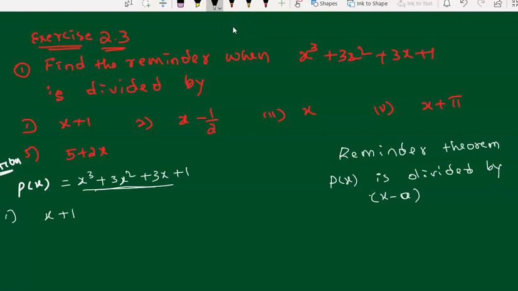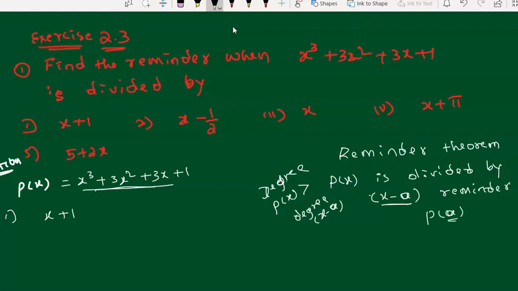The remainder theorem says that when this polynomial is divided by this kind of polynomial, where the condition is that the degree of the p of x polynomial is greater than the degree of the x minus a polynomial, then we are going to get the remainder p of a. That means you just take the value of a. If you put that value in place of x, you are going to get the remainder.